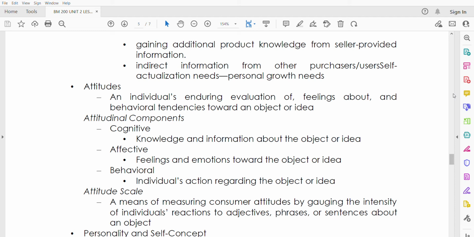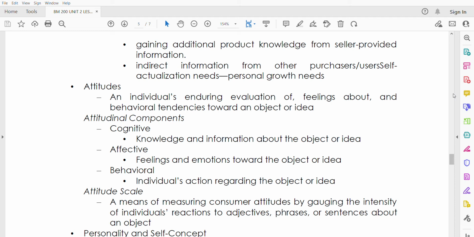We know that that product exists, cognitive. We have an idea that the product of Jollibee is delicious, or say the Chicken Joy of Jollibee is delicious. So our feelings and emotions towards that product is that we like it. So we have that feeling. Behavioral is the action that we bought it because we like it, and we have the idea from our cognitive perspective that it is really delicious, proven and tested. So that is the attitudinal components.